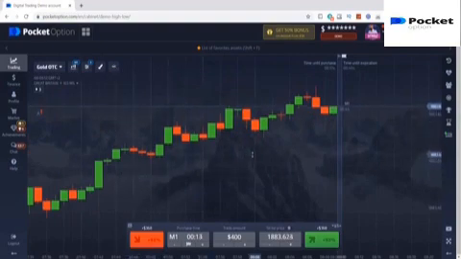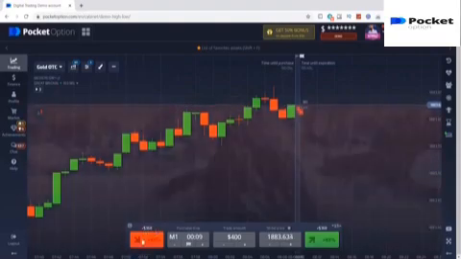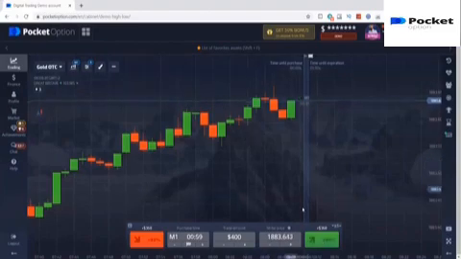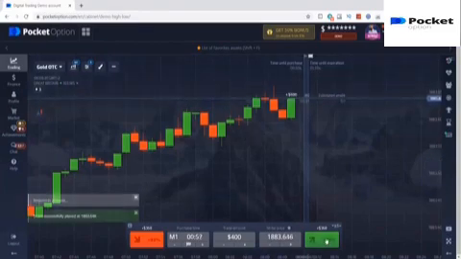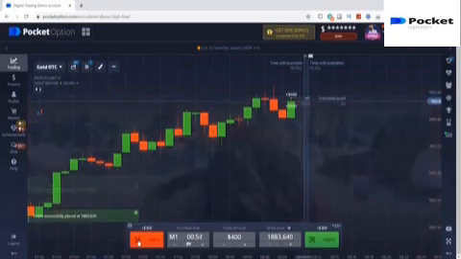Now, if you guys are looking to place a buy or a sell, understand, right? This red button down here at the bottom of my screen indicates a sell. This green button right here indicates a buy. So if I was looking for the market to go up, I would click the buy button. If I was looking for the market to go down, I would click the sell button. It's just that simple, guys.